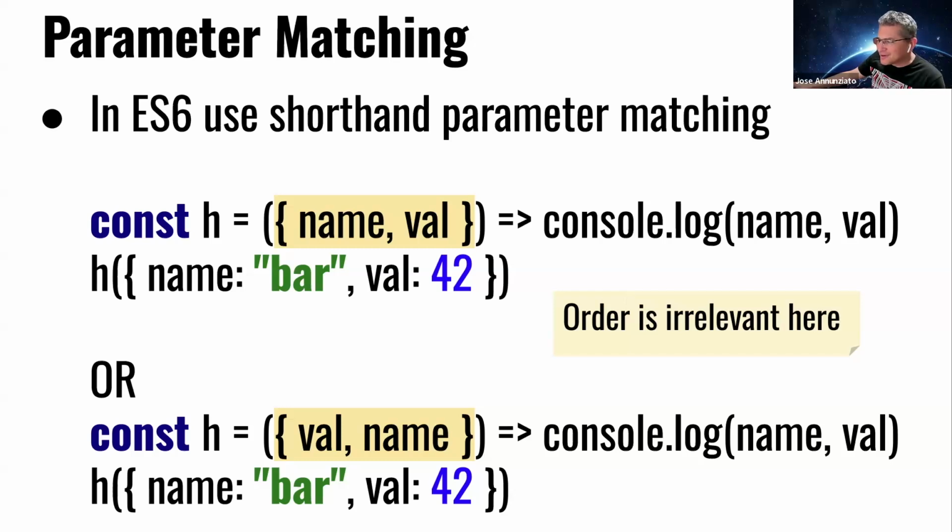What's the difference here? Oh, yeah, this is just illustrating the fact that the order of the declaration of these properties doesn't matter, because we're using the names of the properties, not the position, when you're doing object destructuring.